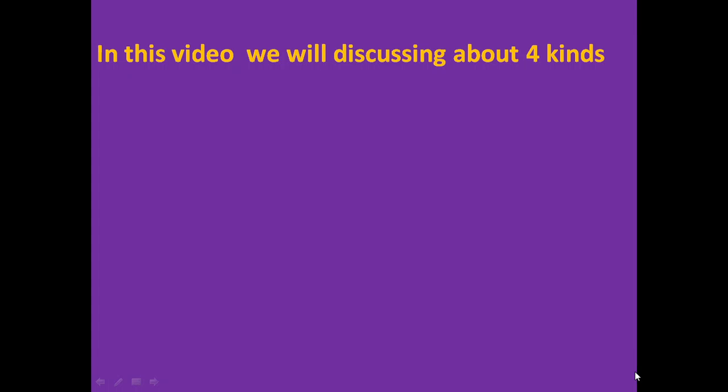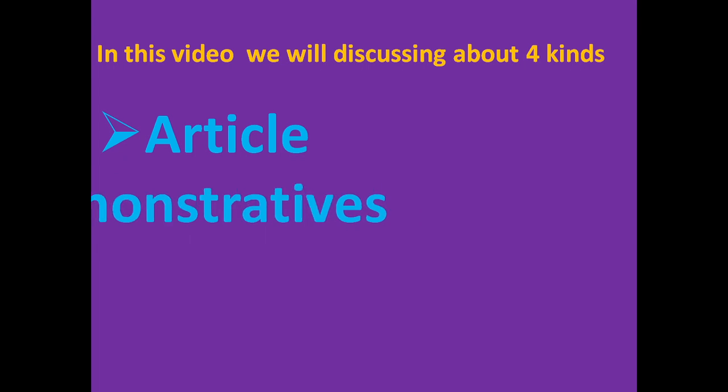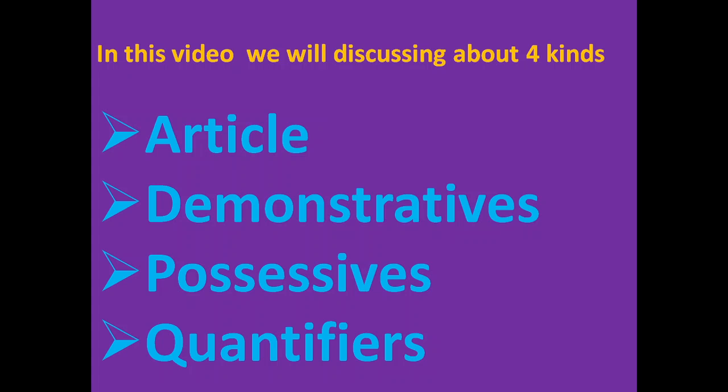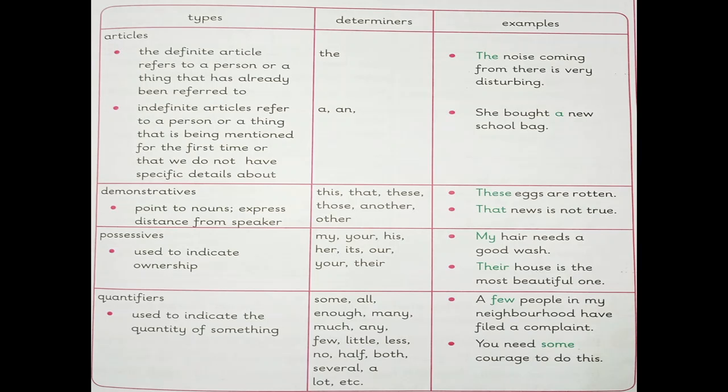What are those 4 kinds, students? The first one is article, second demonstratives, third possessives, and the fourth one is quantifier. These are the 4 different kinds that we will be studying in this particular video. Now students, the first one, as we studied, was article. This is the first type.